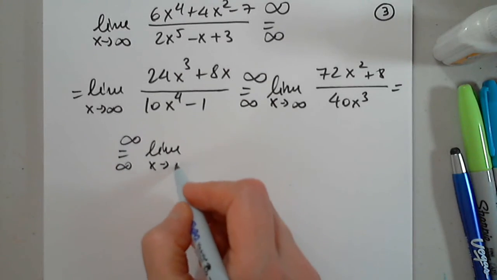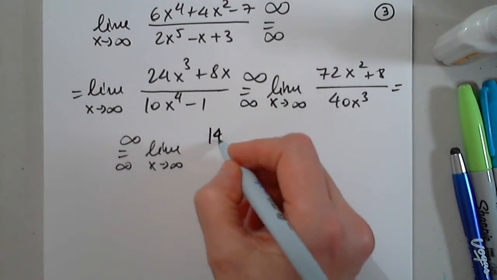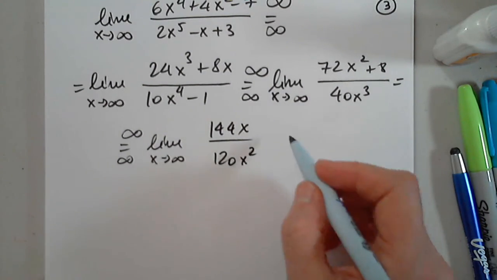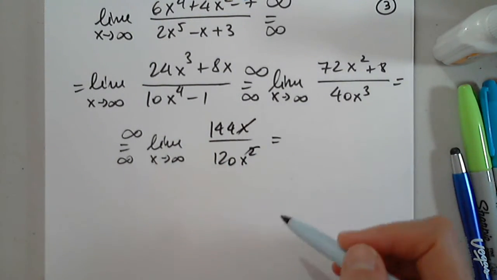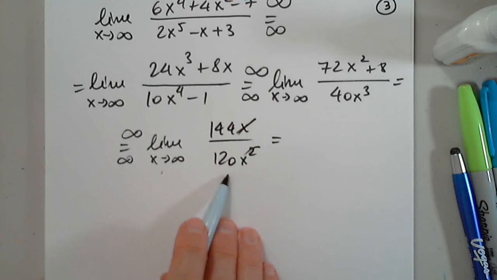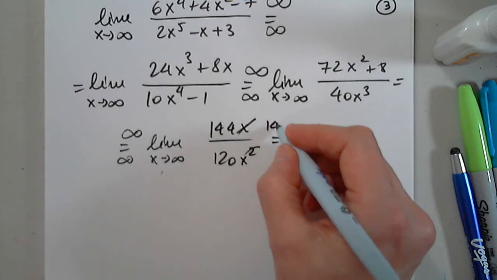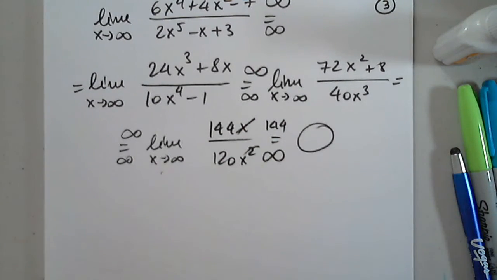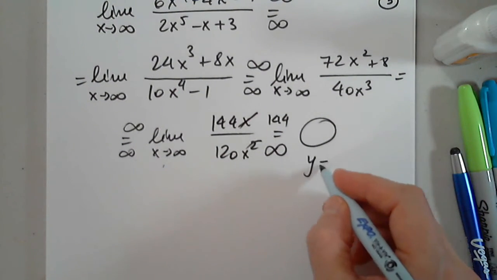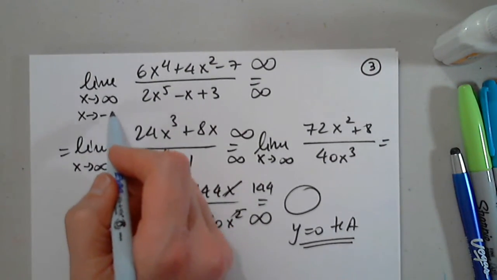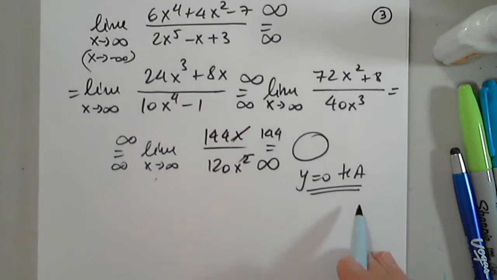The limit as x approaches infinity. What do I get? 144x divided by 120x squared. And I simplify. And when I plug in infinity, the numerator is 144. The denominator is infinity. So 144 over infinity is definitely 0, which means y equals 0 is a horizontal asymptote. And it doesn't matter if I do negative infinity or positive infinity, the answer is the same.